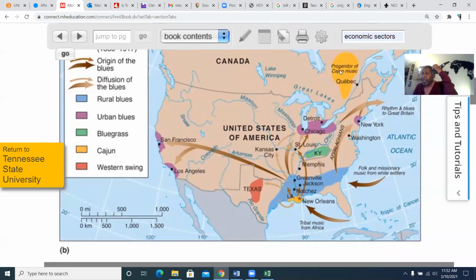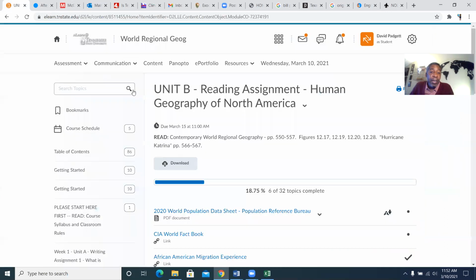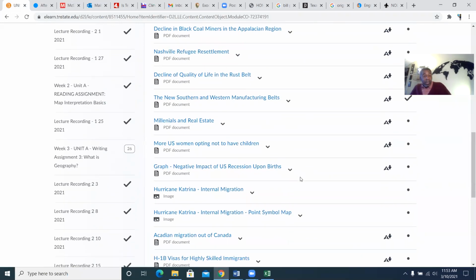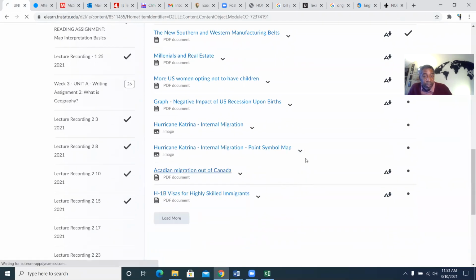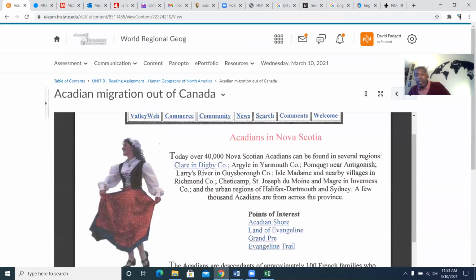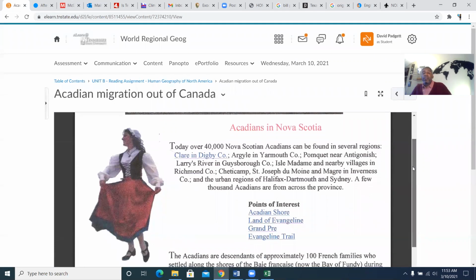And you might scratch your head and say, well, wait a minute. I never heard of Cajun music or Cajun food being related or associated with Canada in any way. But it came as a result of internal migration. So if we go back to our materials, there's discussion of the Acadian migration out of Canada.